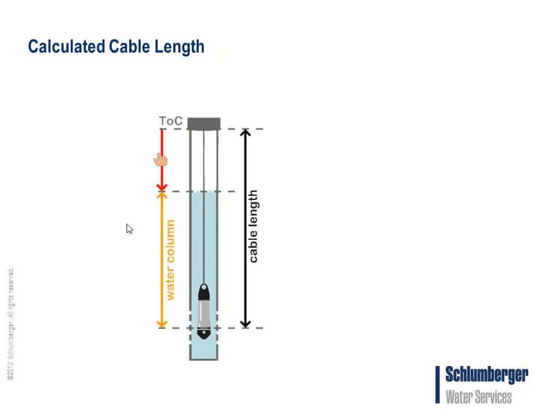There's another feature in DiverOffice which can calculate the cable length based on the manual measurement that you have entered. The manual measurement that you have entered is from top of casing to the water level, or basically any reference point that you have on your wellhead. This is a value that you have to enter. DiverOffice will calculate your water column and add that to your manual measurement, and then it finds the cable length. And then you will see also a calculated cable length in the application.